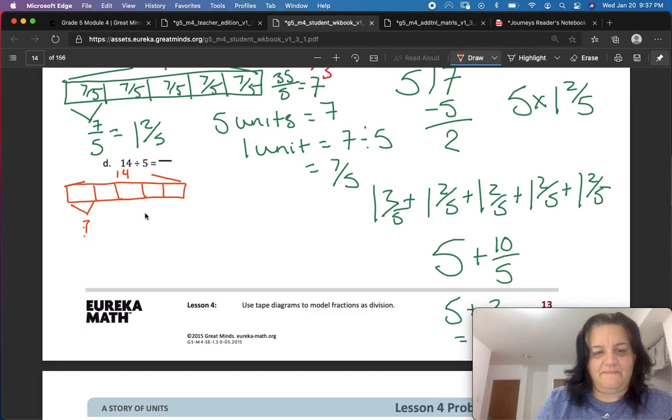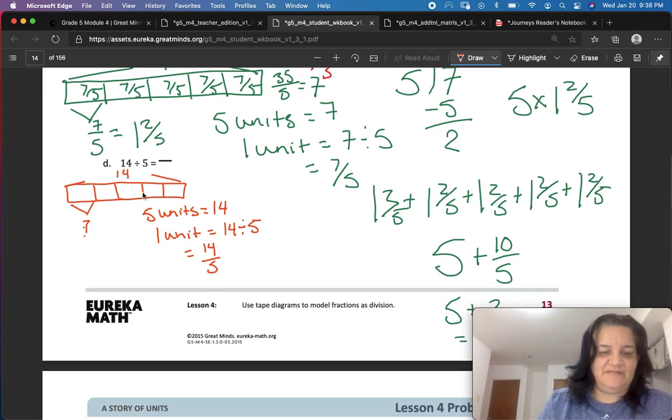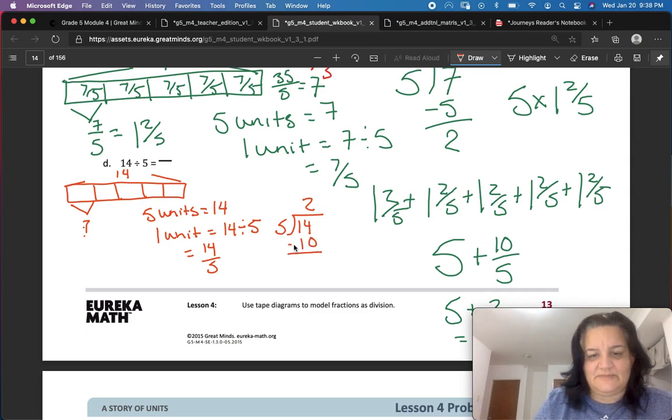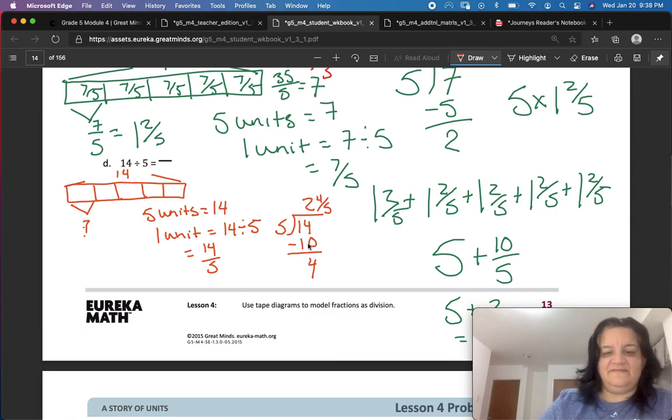Okay, so if 5 units equals 14, then 1 unit would equal 14 divided by 5, which equals 14/5. Okay? So each of these would be 14/5. Let's do the division. 14 divided by 5. 5 goes into 14 2 times. 2 times 5 is 10. Subtract, I have 4 left over. 2 4/5.